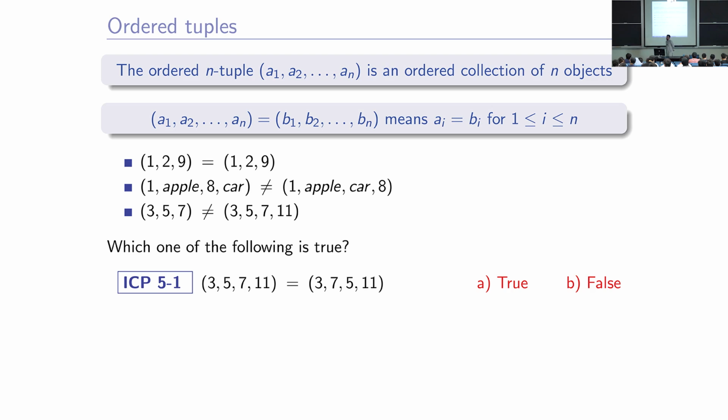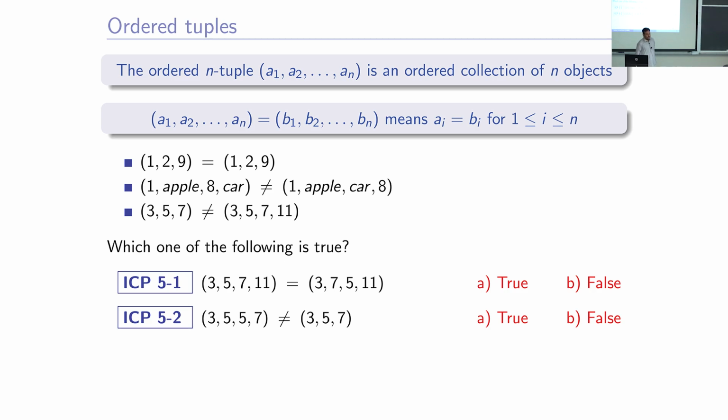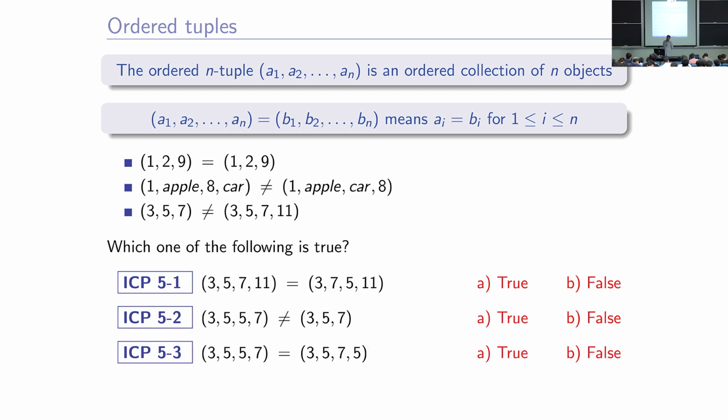35711, 37511, are they equal? Why not? Because the second item, the second object in the left hand side is 5 and the second object in the right hand side is 7. They are not equal, that's why these two are not equal, right? How about these, 3557, 357? One is a 4 tuple, the other is an ordered 3 tuple, right? 3557, 3575. Both are 4 tuples, but they are not equal because their order is different.